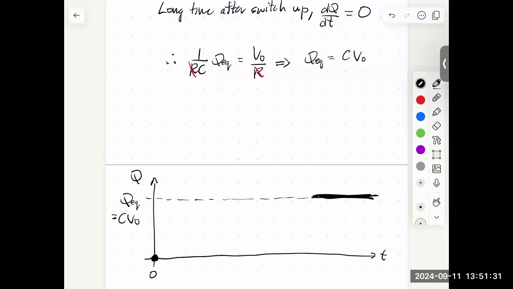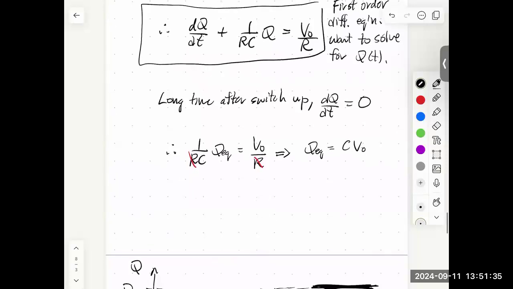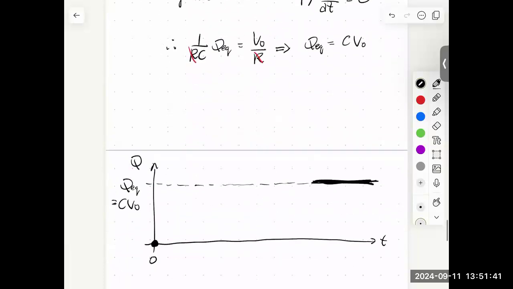And the way we're going to discover what happens, you may already know the answer, which is fine, we're going to solve this differential equation. And that's what we'll start with on Monday.